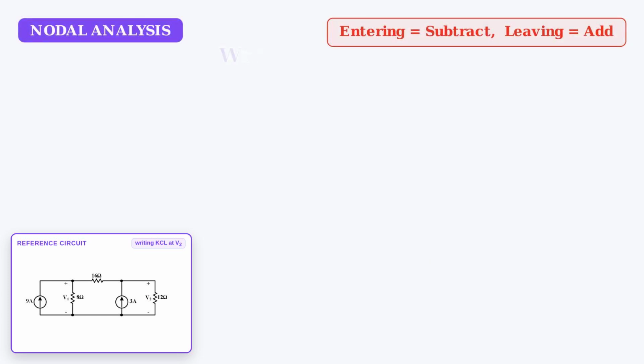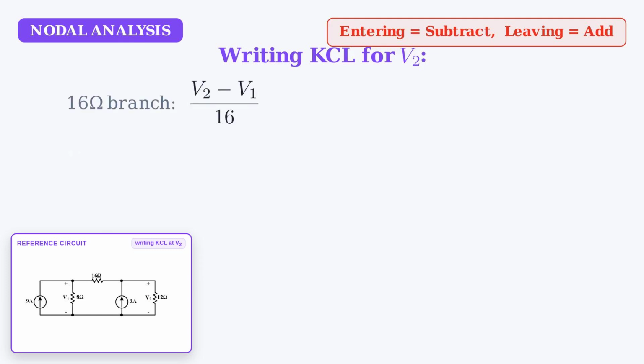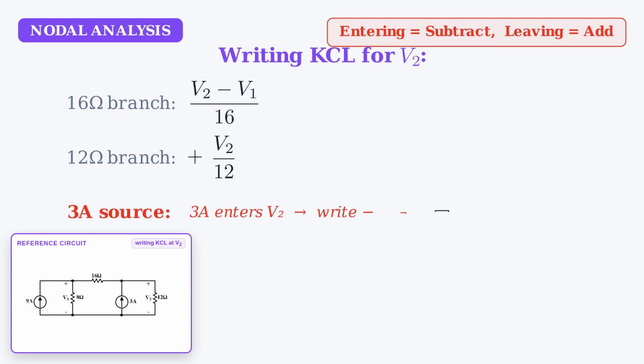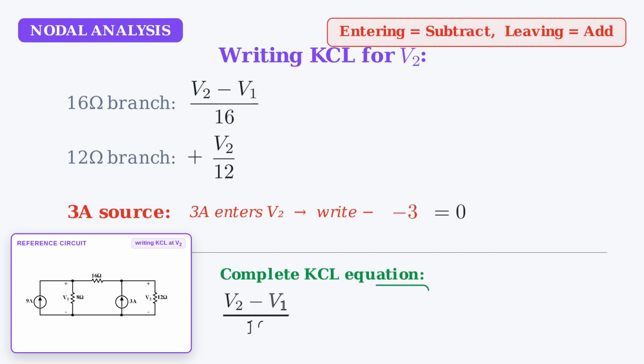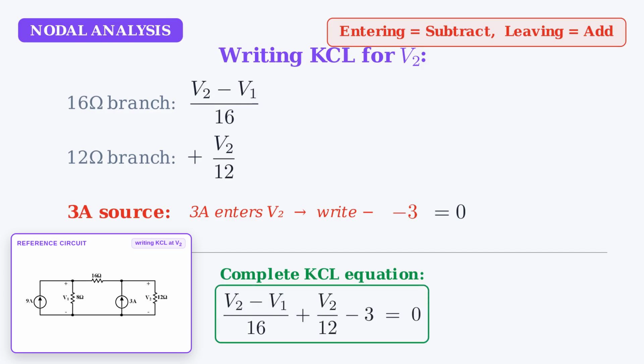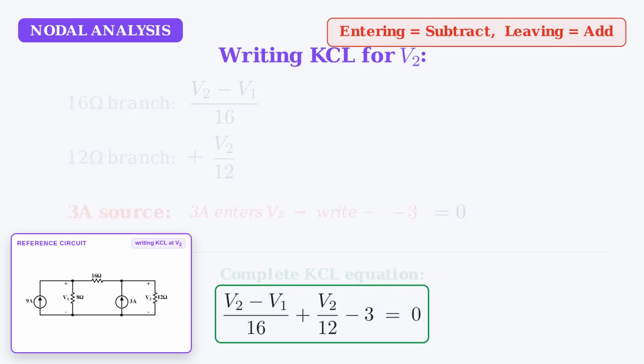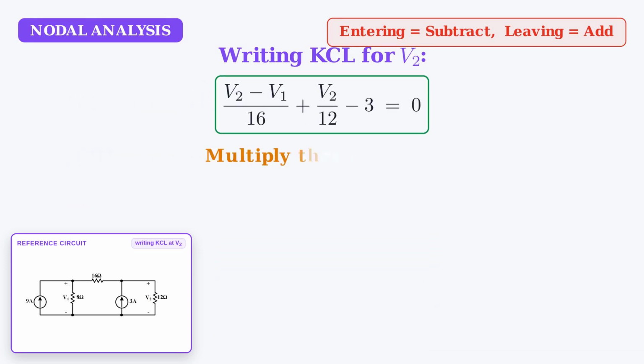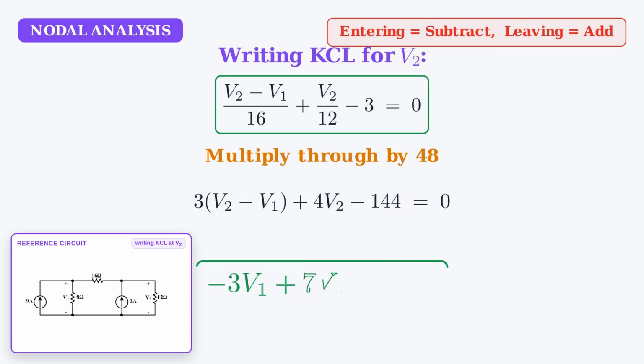Now let's write KCL at node 2. First branch, again the 16 ohm resistor. Current flowing from node 2 to node 1 is (V2 minus V1) divided by 16. Second branch, the 12 ohm resistor to ground. Current is V2 divided by 12. Now the current source. The 3 ampere source is entering node 2. Again, entering means minus 3. Writing the equation, (V2 minus V1) divided by 16 plus V2 divided by 12 minus 3 equals 0.